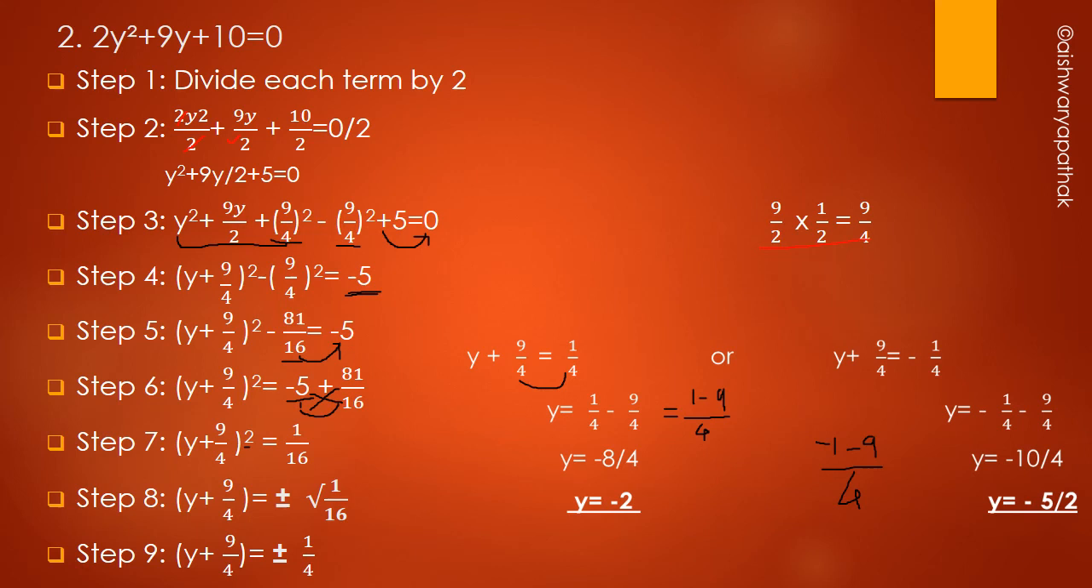Then solve it by taking 1 as a plus and then 1 as a minus. So here plus 9 upon 4 is there. It will go to the other side and become minus 9 upon 4. And when you solve it, you will get the answer as minus 2. And when you solve the other side, that is minus 1 upon 4 minus 9 upon 4, you will get the answer as minus 5 upon 2 after solving.